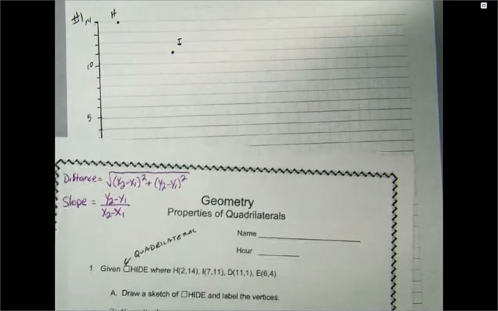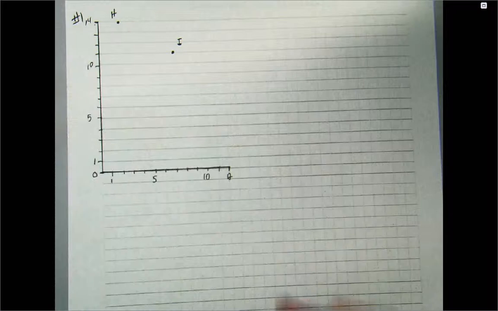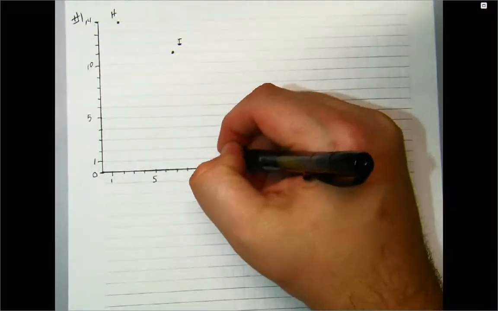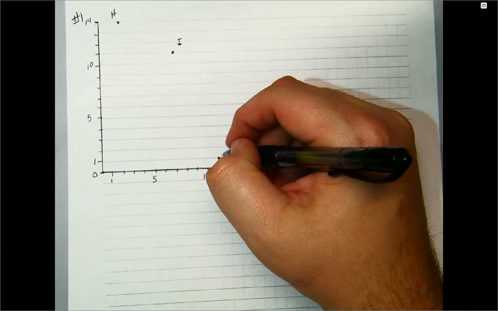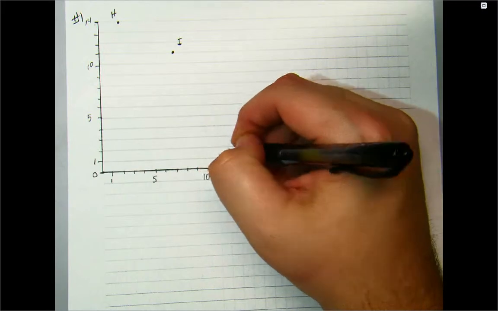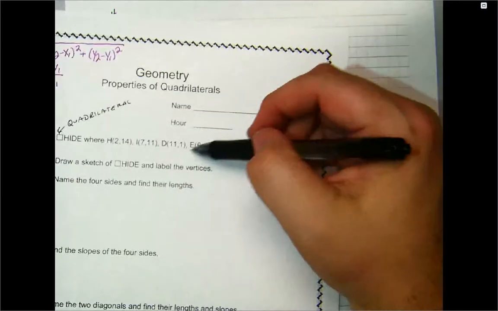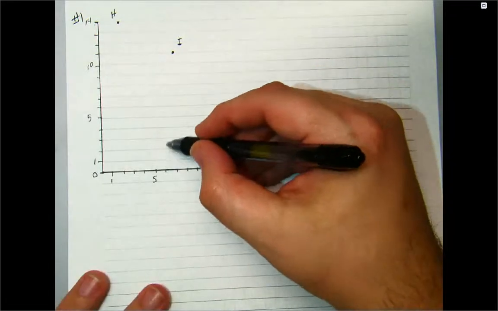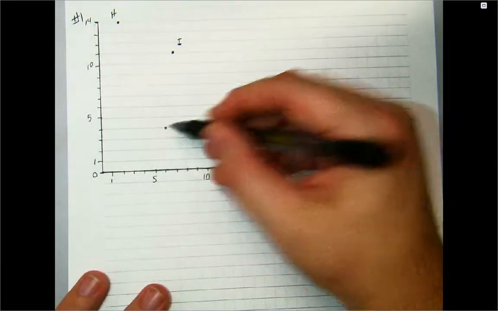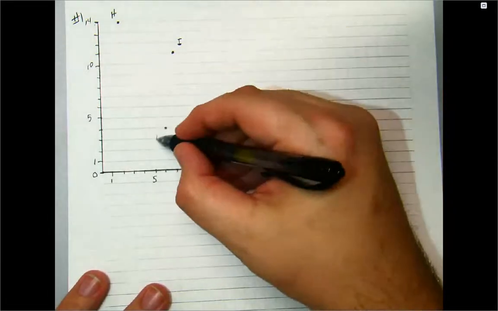D is at (11, 1). So (11, 1) is nice and easy because you just have to go to 11 and go up to 1. And so that's D. And then E is at (6, 4). So there's 6, then 1, 2, 3, 4. And there's E.